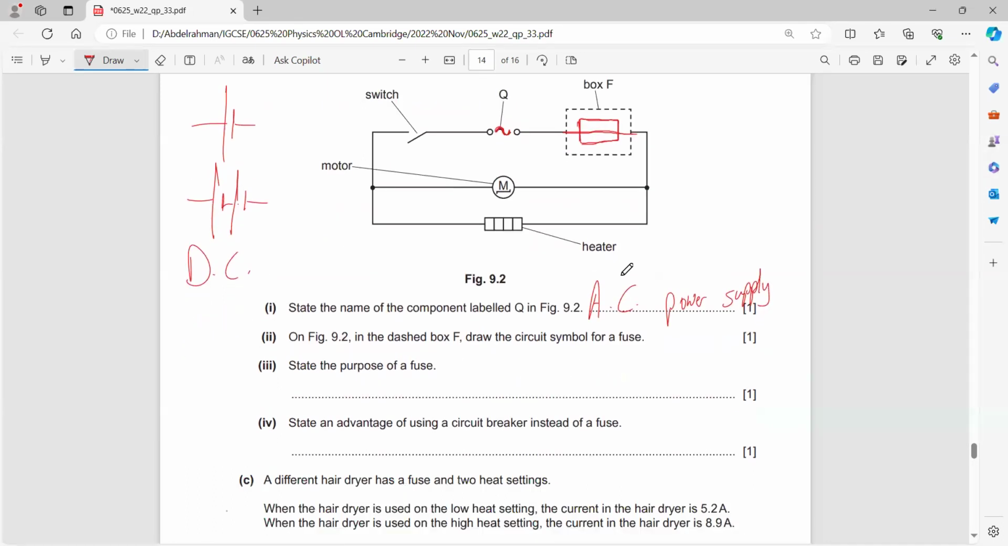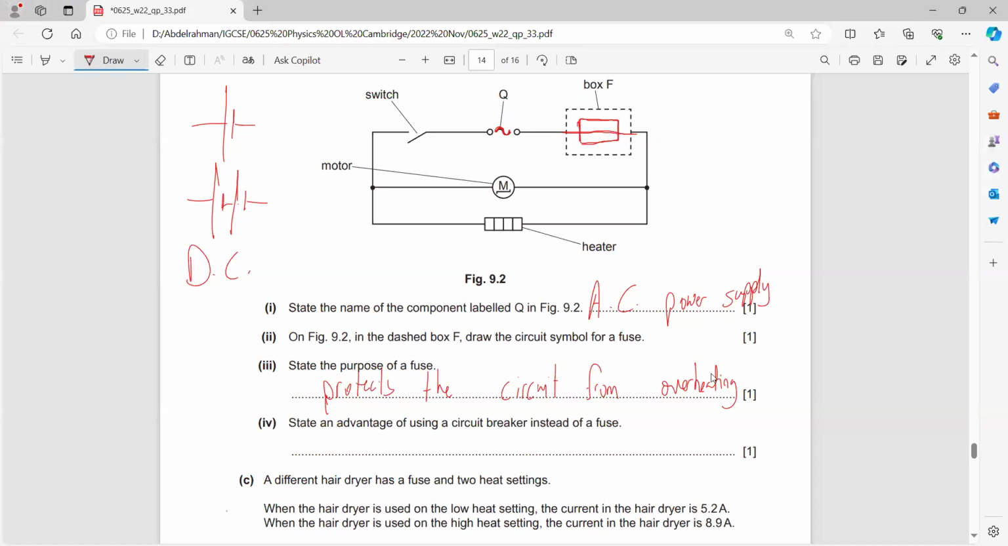State the purpose of the fuse. Prevents control circuits current. No, it doesn't control the current. It protects the circuit from overheating. It does not control the current. I can say prevents overheating. Yes, prevents the circuit from overheating. Protects the circuit from overheating.